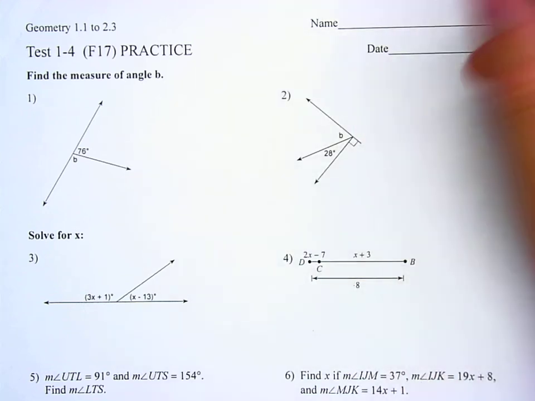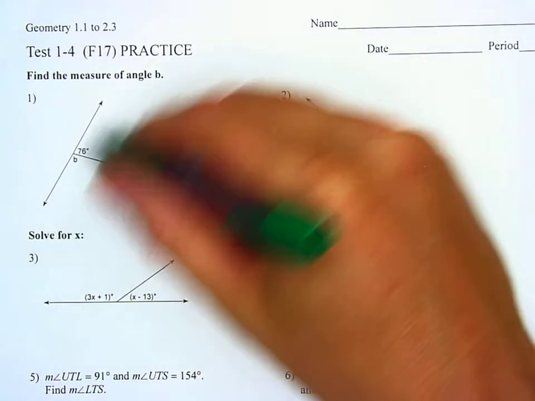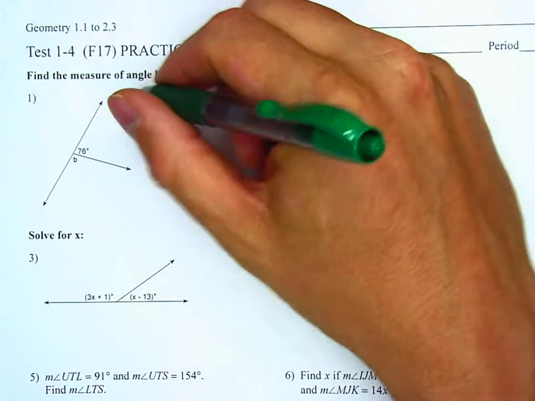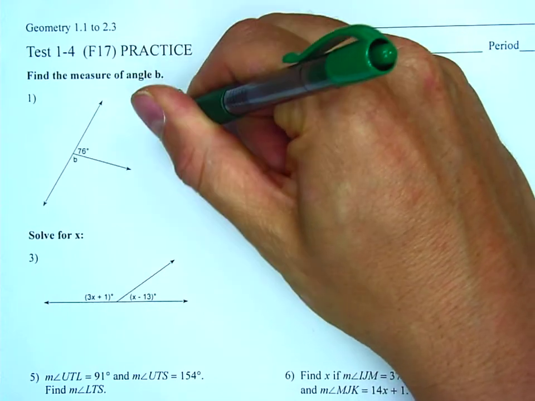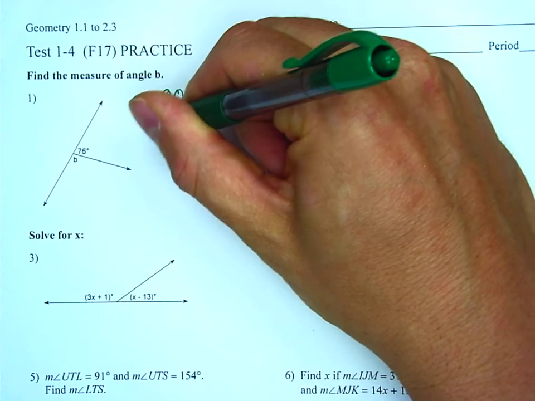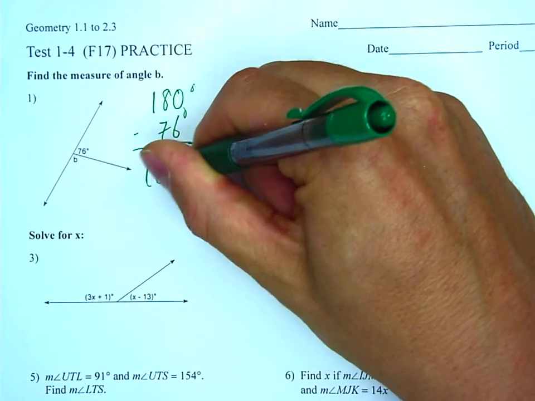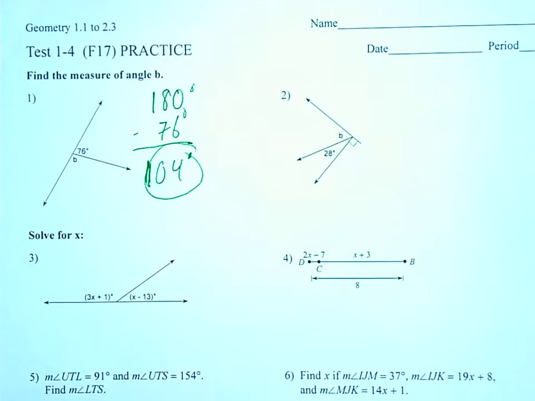Let's begin. Question number 1, find the measure of angle B. So this is a straight line. Therefore, 76 and B are supplementary. So I can take 180 and subtract 76 to get the measurement of angle B, because those two angles are supplementary. So angle B is 104 degrees. You have to show the work here in order to receive credit.